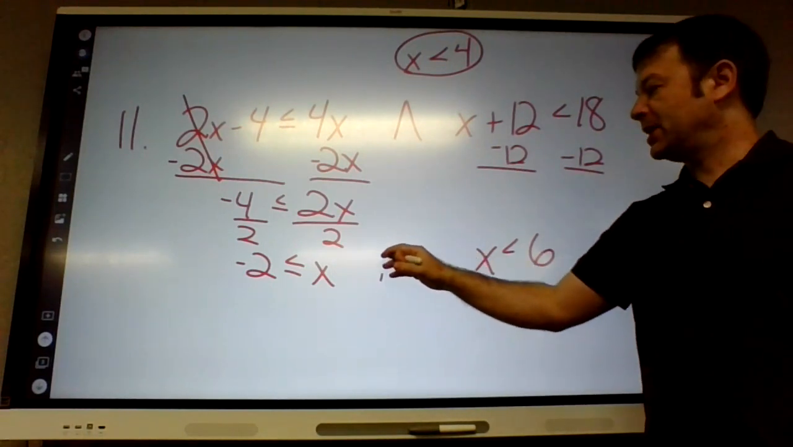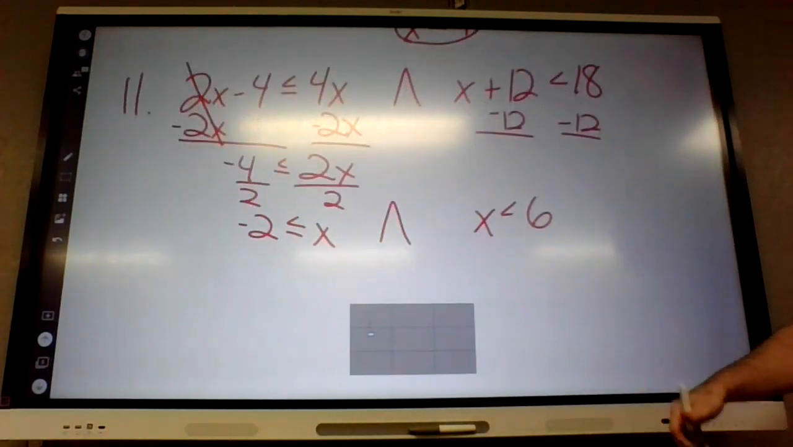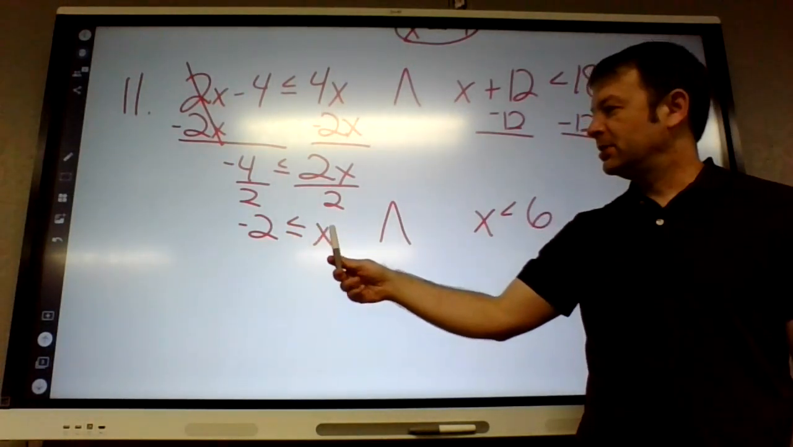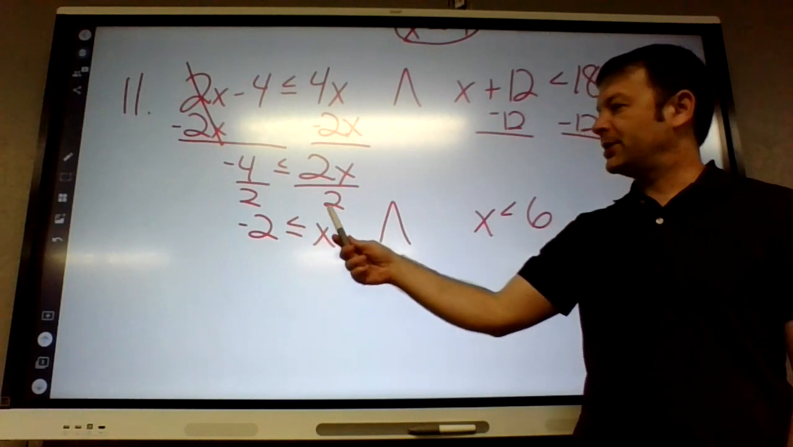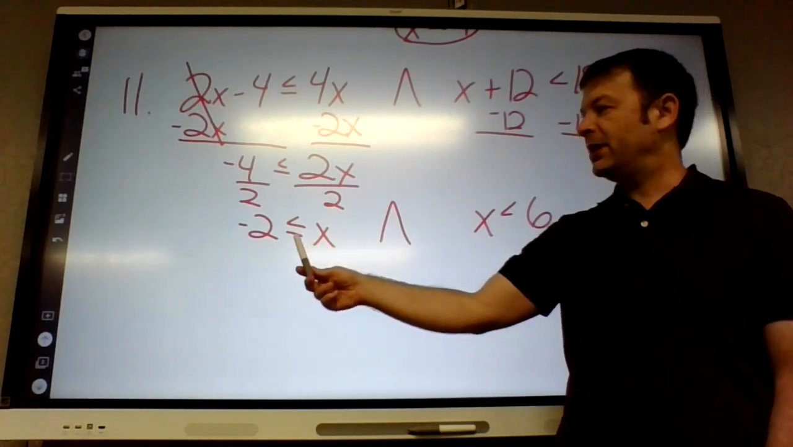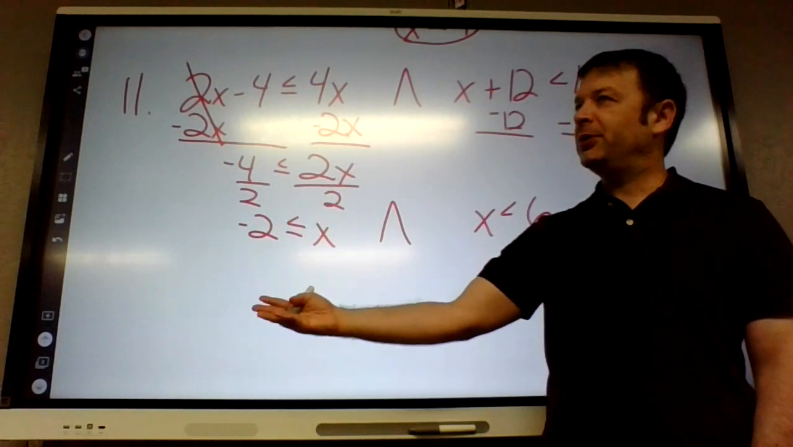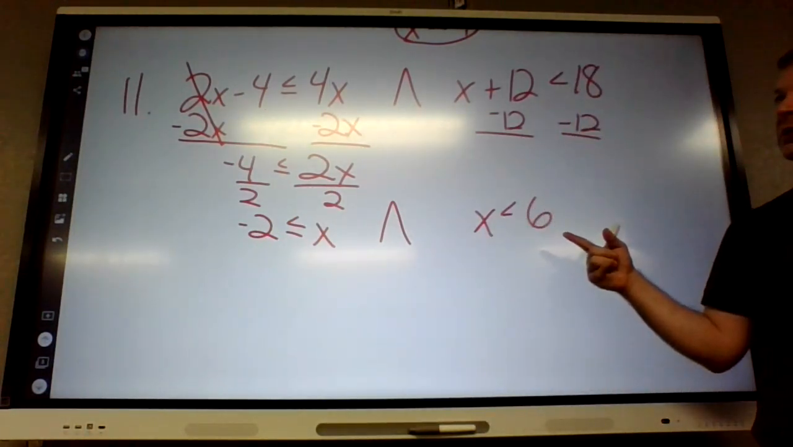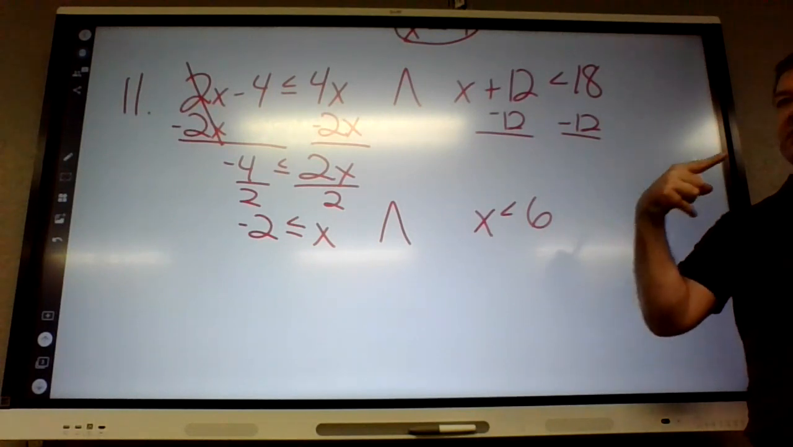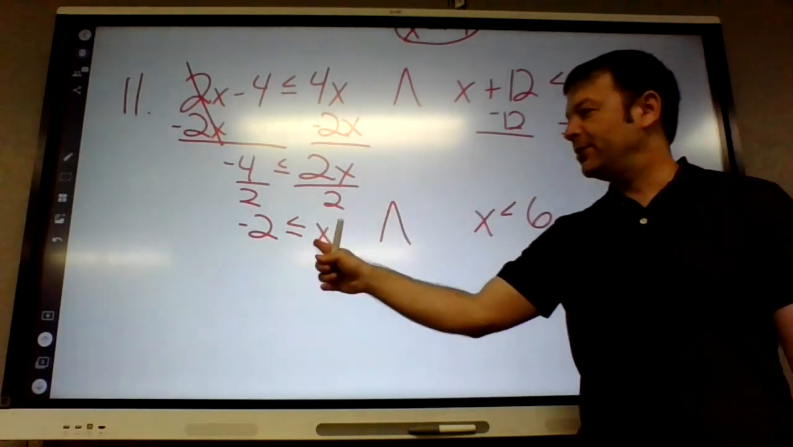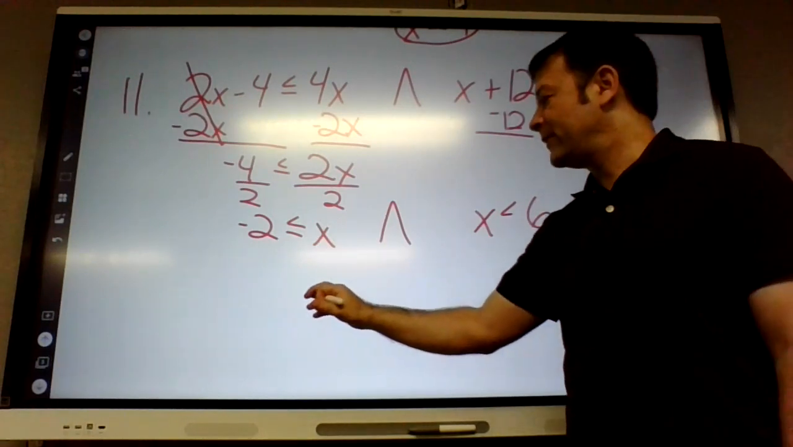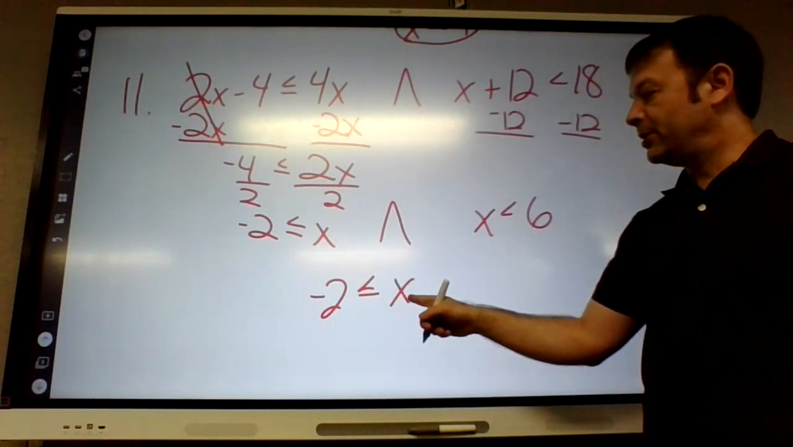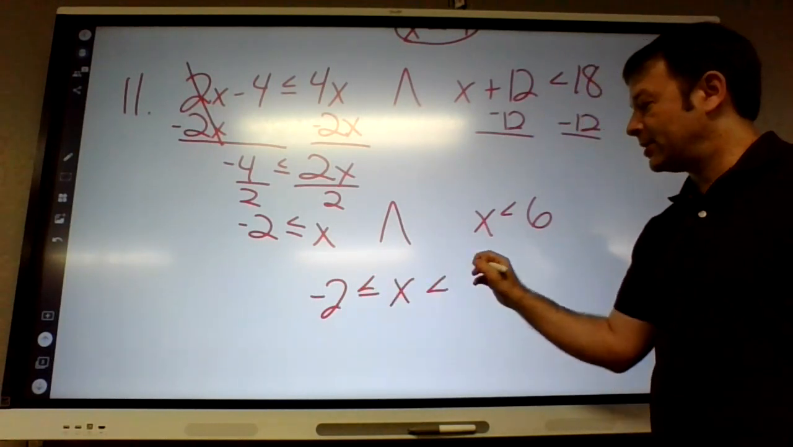Okay, so this is the answer. Do you guys know how to read this one? How would you say this one? Negative 2 is less than or equal to x, or x is greater than or equal to negative 2. So bigger than or equal to negative 2 and less than 6. What would that include? All the numbers in the middle. Right, that would be between the two. So the final answer is gonna kinda look like this combined. It's greater than or equal to -2, and at the same time, it's less than 6.